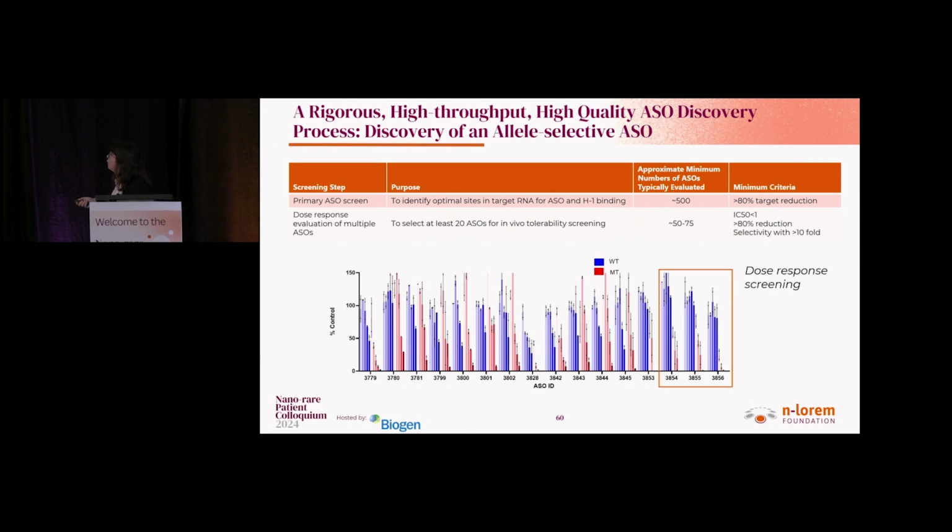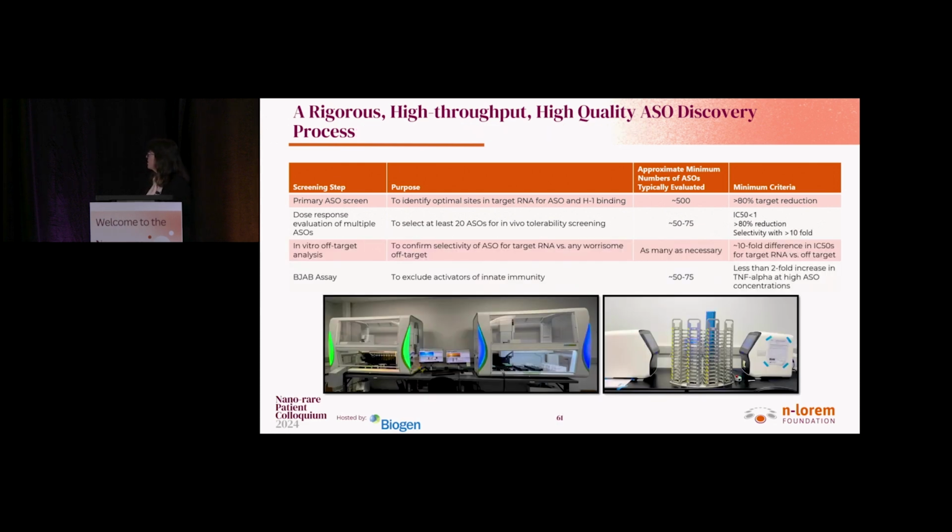So here, what we're looking for in the dose response are 3 criteria. We need the potency on the mutant to be very good, so an IC50 of less than 1 micromolar; very good efficacy, again more than 80% target reduction; and for an allele selective ASO, we also need very good selectivity, so more than 10-fold. You can see these 3 at the very end that really meet these criteria. These are some of the ones that would then move into in vivo tolerability studies. From this step, we usually take 20 to move into in vivo tolerability studies.